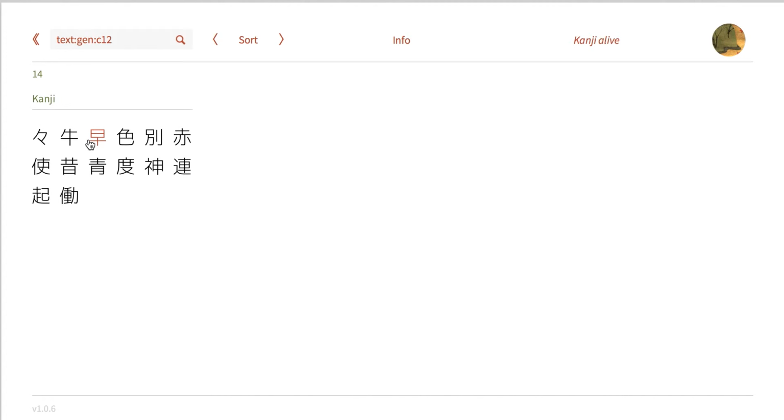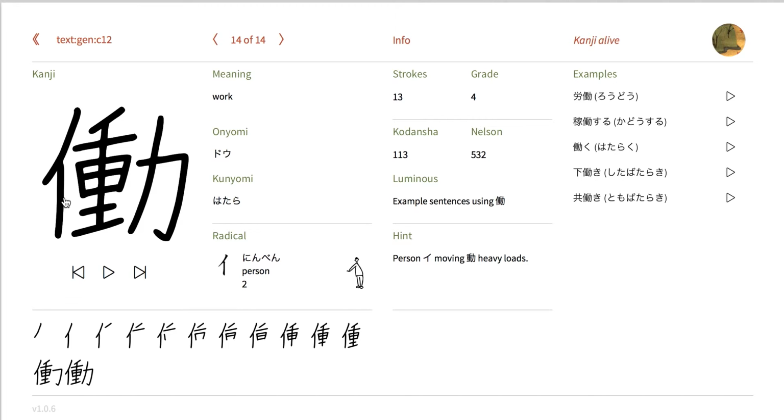For our next kanji, yet again, another verb root. It looks complex, but it's made of 3 distinct parts. This is the base of the verb hataraku. The onyomi for it is do. Again, it has a person radical, which makes sense because people work.